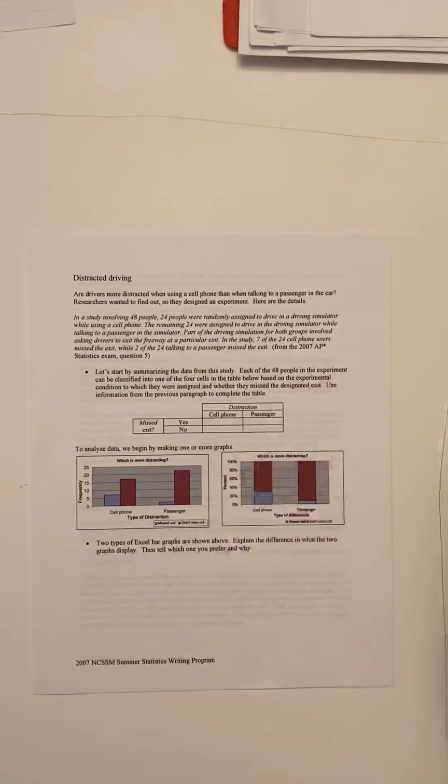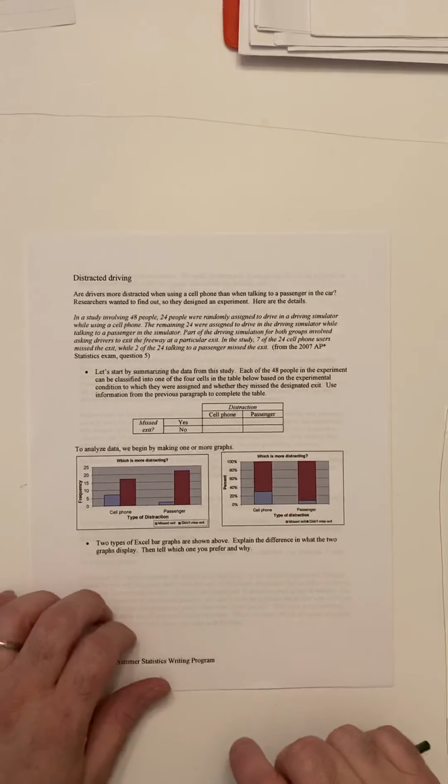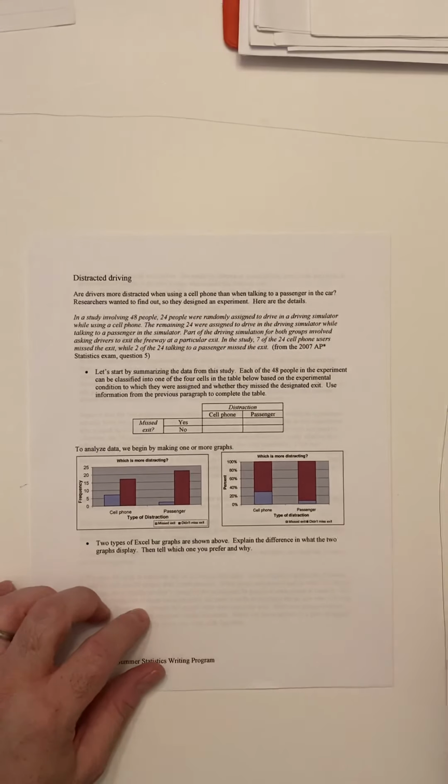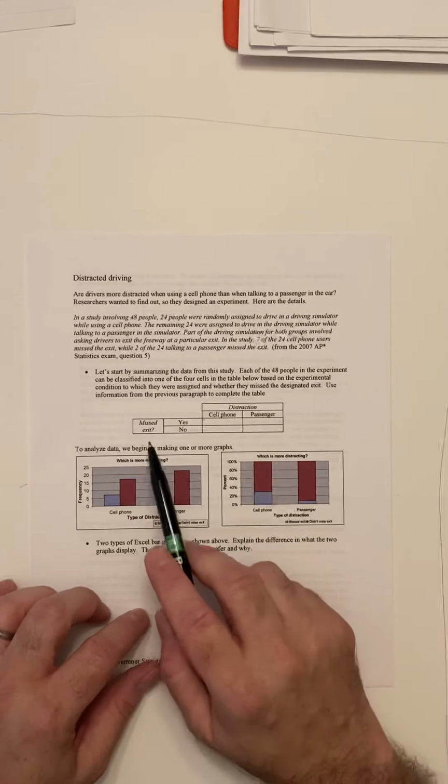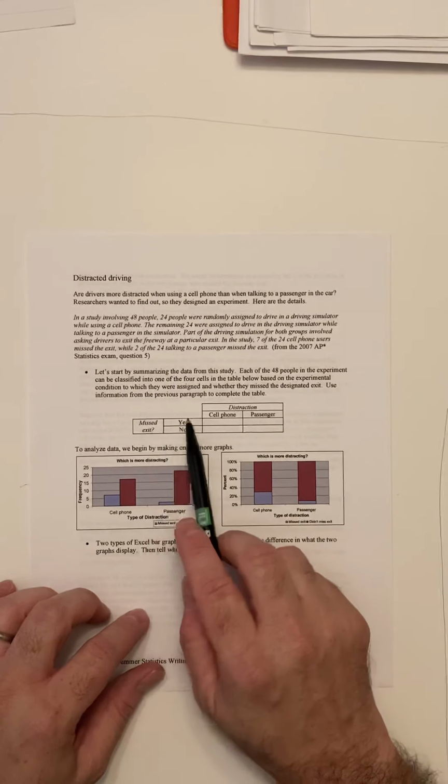So we're first going to summarize this data. This is a nice two-way table that we'll actually be learning about later in this unit. This side has, did they miss the exit, yes or no?